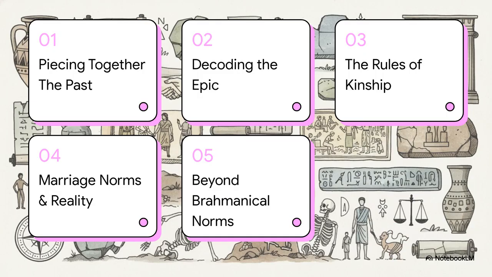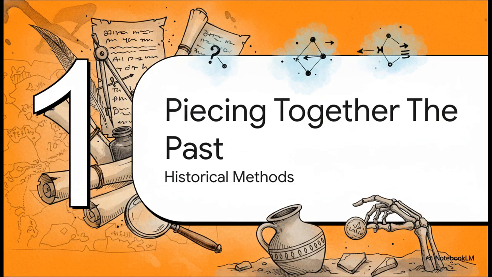Here's our roadmap for unpacking this massive chapter of history. We'll be looking at piecing together the past, decoding the colossal epic, the rules of kinship, marriage norms and realities, and finally, going beyond the Brahminical norms. So, starting right off with Section 1, piecing together the past, let's look at how we actually approach this methodology.